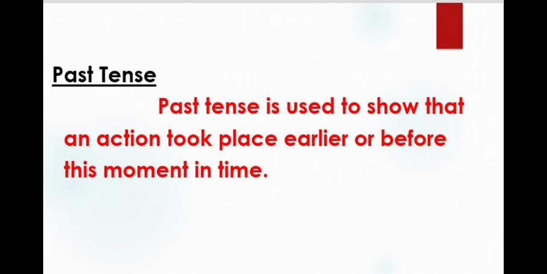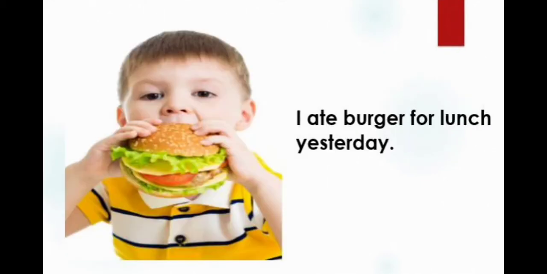It will be more clear with the help of this given example. I ate burger for lunch yesterday. Now, yesterday is telling us something which has happened earlier. So this is in the past. So past tense is used to show that an action took place earlier or before this moment in time. Yesterday is in past. So I ate burger for lunch yesterday is in past tense.